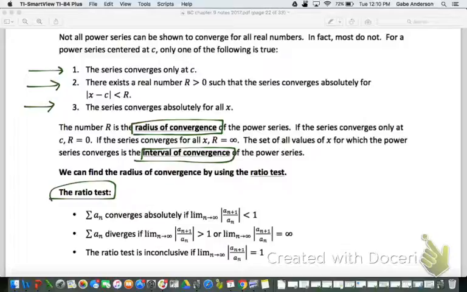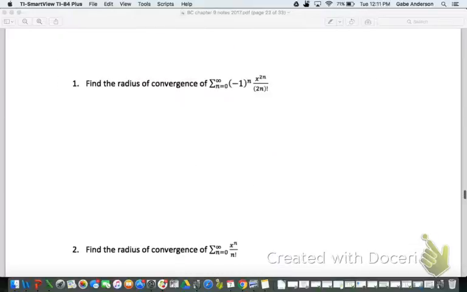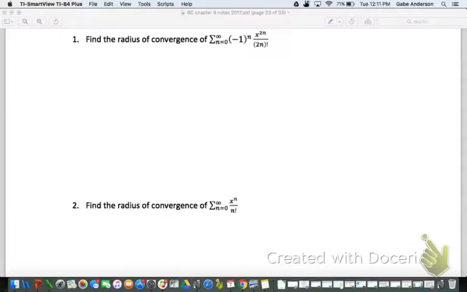You ready? I think we have time for one example, maybe an intro to another one. So let's check this out. As with most math, it's kind of weird just to talk about it. It's a lot easier to try to do it. So here we go. Take a look at number 1. It says, find the radius of convergence for that series right there.